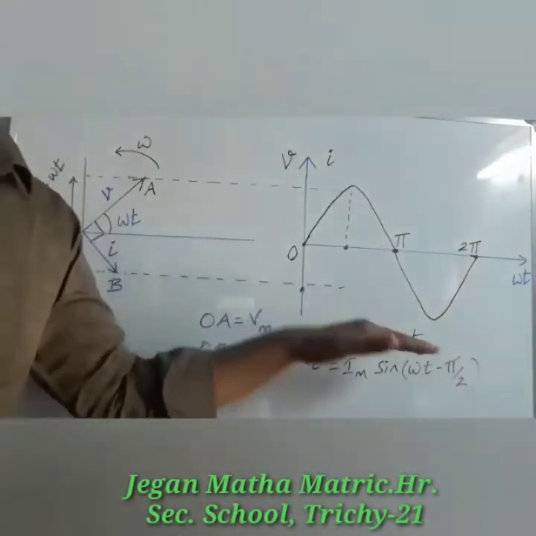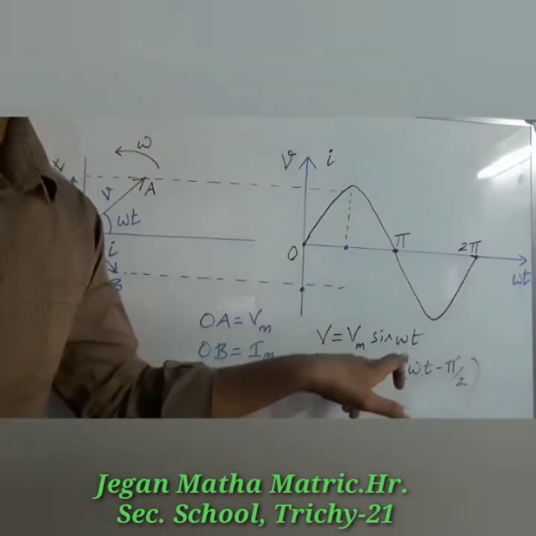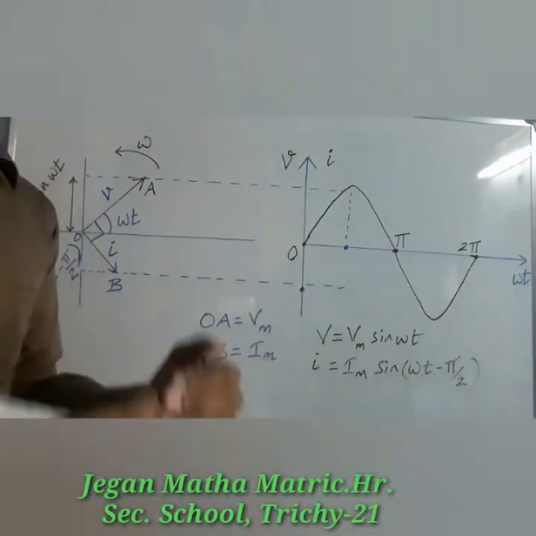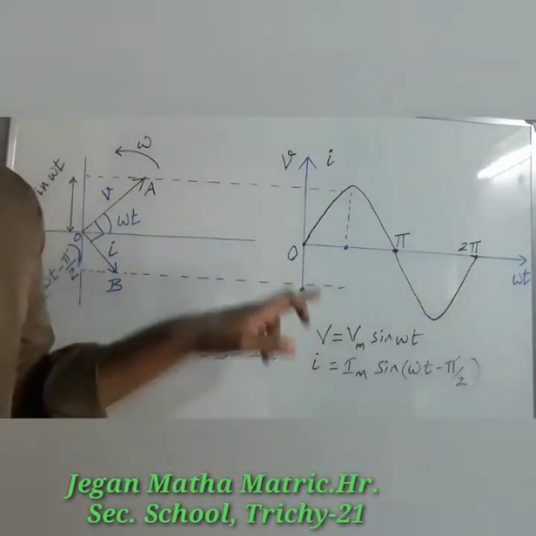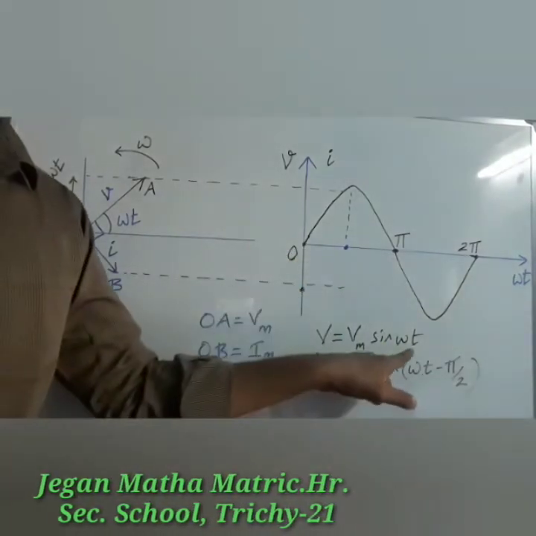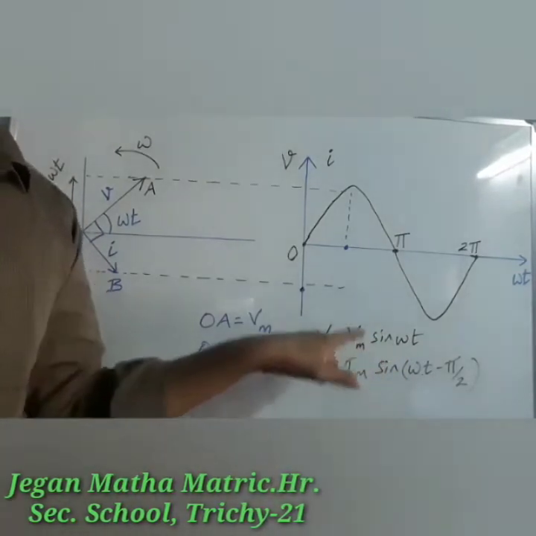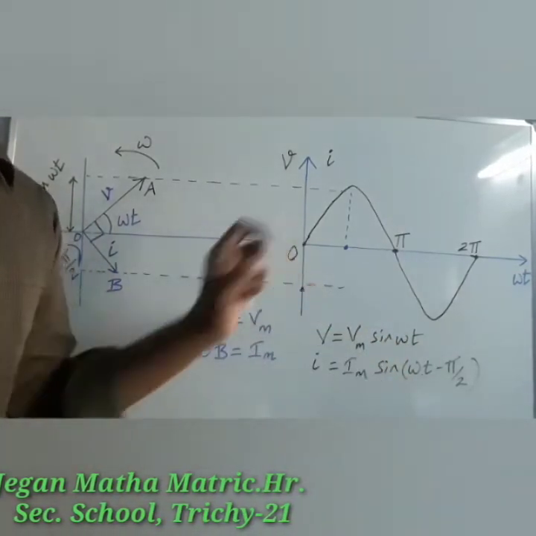We can draw the wave diagram for the alternating voltage easily because it is a function of sin omega t. But for current, we have to do some work. What is the initial angle? First angle is 0. So sin omega t is nothing but sin 0. So what is the instantaneous voltage? V is equal to 0. That's why we have plotted the point here.